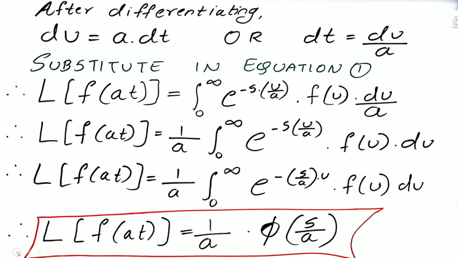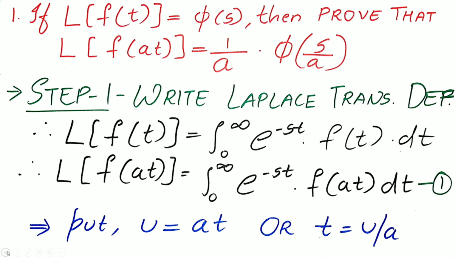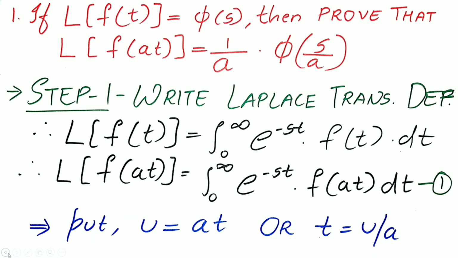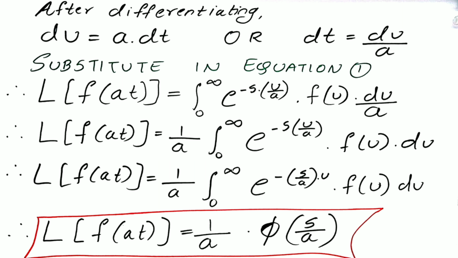After substituting this in equation number 1, I get this step. Therefore, L of f of at is equal to the integral from 0 to infinity of e to the power minus s into u upon a into f of u into du by a. Now as you can see, this equation is in terms of u and s, not t and s. The reason being, I had substituted u equal to at. Now I'll pull this 1 upon a out of the equation just because it is a constant. And now finally I get this step.